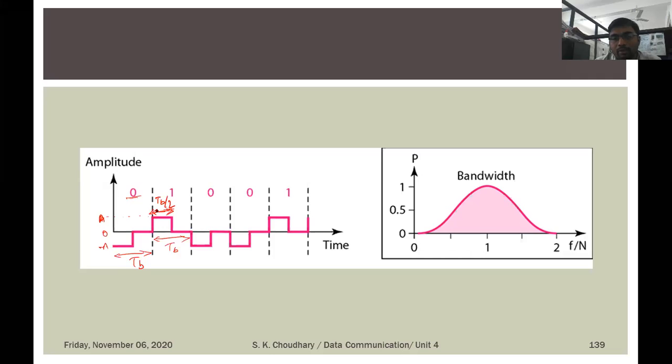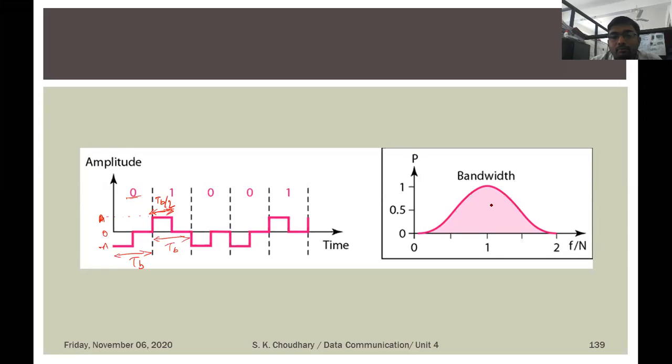And you can see the normalized power versus normalized frequency graph. It has no spectral power component near the zero frequency, so there is an absence of the DC component, but its bandwidth is large because we represent two levels per symbol, so it increases its bandwidth.